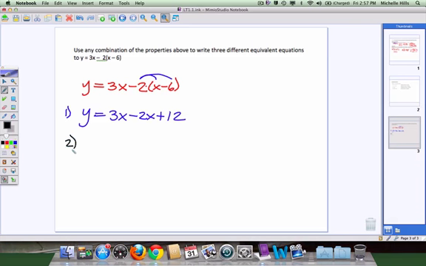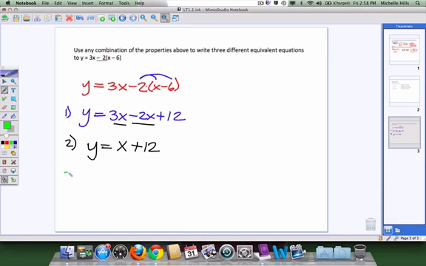For my second one, let's take a different color. I could combine like terms. The 3x and the 2x are like terms because they both have the variable of x to the first power, and those are the only variables they have. So y equals 3x minus 2x is 1x. We just don't usually write a 1 coefficient, so 1x is just written as x. And then I'm going to bring down my constant of plus 12. I can't combine it with the x term because this is an x term and this is a constant.